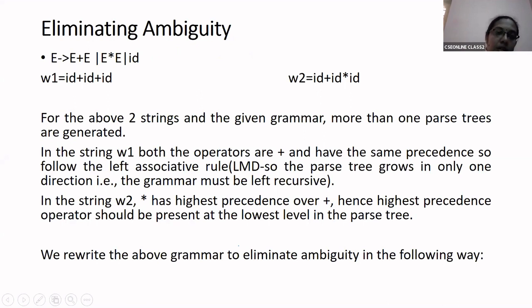So when a grammar is said to be ambiguous? A grammar is said to be ambiguous when, for a given string and the given grammar, it generates more than one parse tree. So how do you eliminate this ambiguity? To eliminate ambiguity, consider the input string. We have considered here W1 and W2, where W1 has operators with the same precedence. To eliminate ambiguity, you have to make use of two different rules.